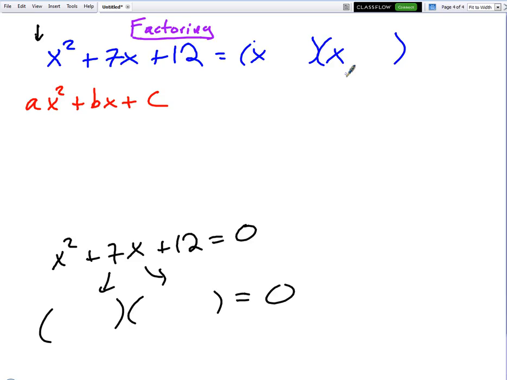And if I FOIL these, x times x is x squared. It's the only way I can get x squared, is if I have x times x. The question though is, what are the other numbers? It's easy to find. Do you remember the rule for finding the other magic numbers that go with the x's? They have to do with the 12 and the 7. Which way is it? They have to add to 7 and multiply to 12. Does that make sense?